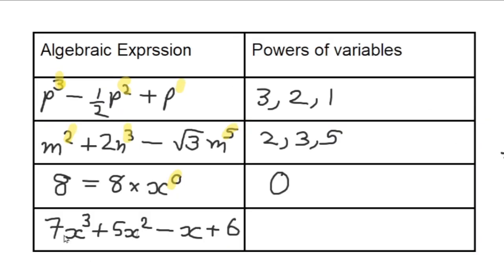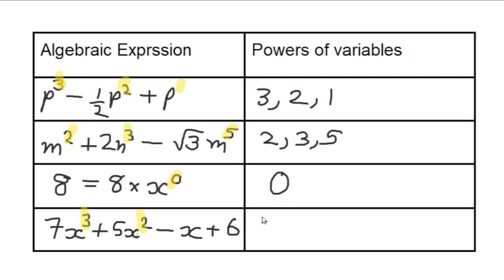And the next one, 7x cube plus 5x square minus x plus 6. Here there are how many terms? 1, 2, 3, 4. 4 terms. In the first term, the power of x is 3. In the second term, 2. And in the third term, 1. And in the last term, we have 0.